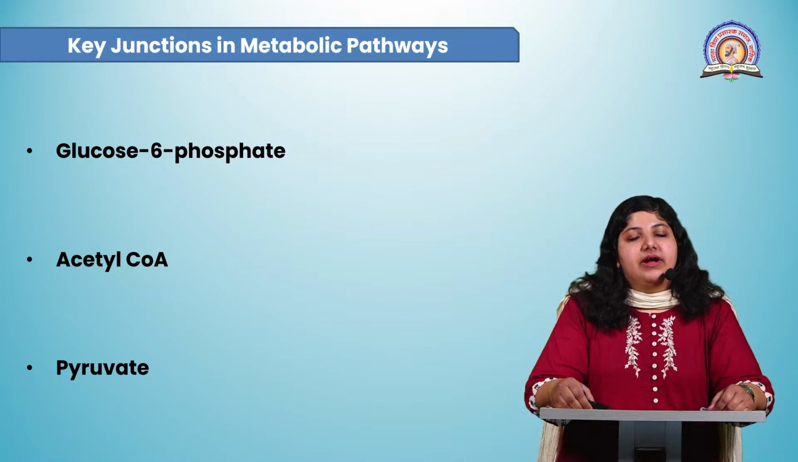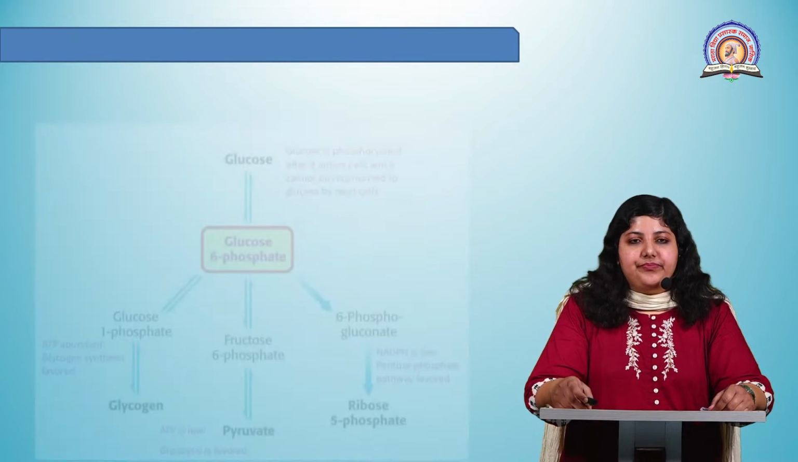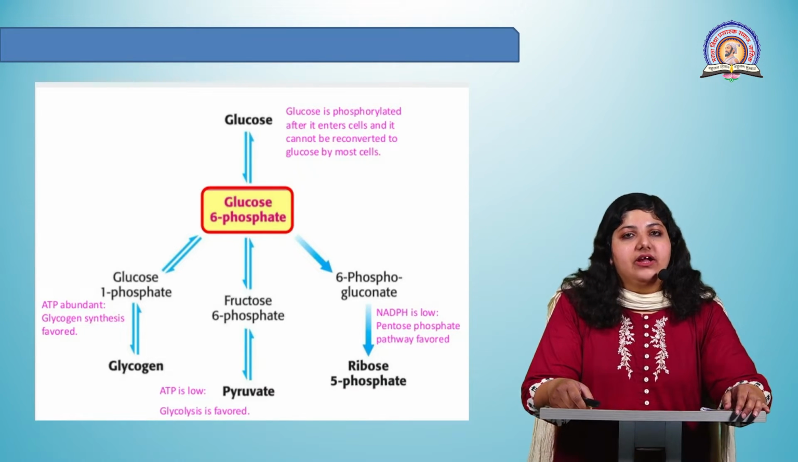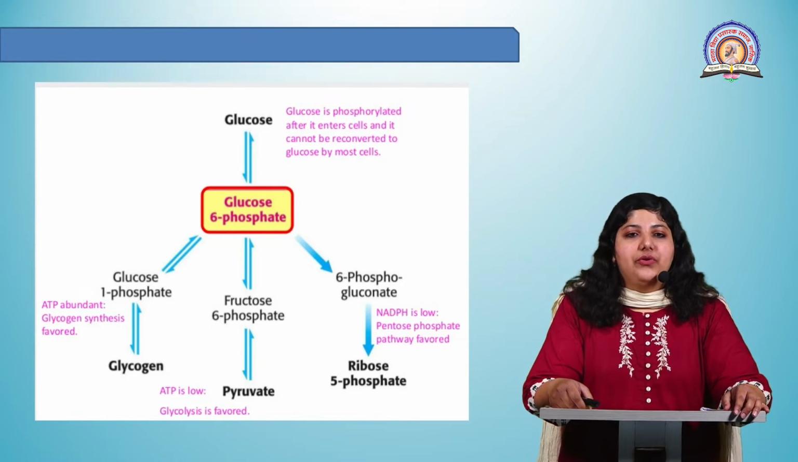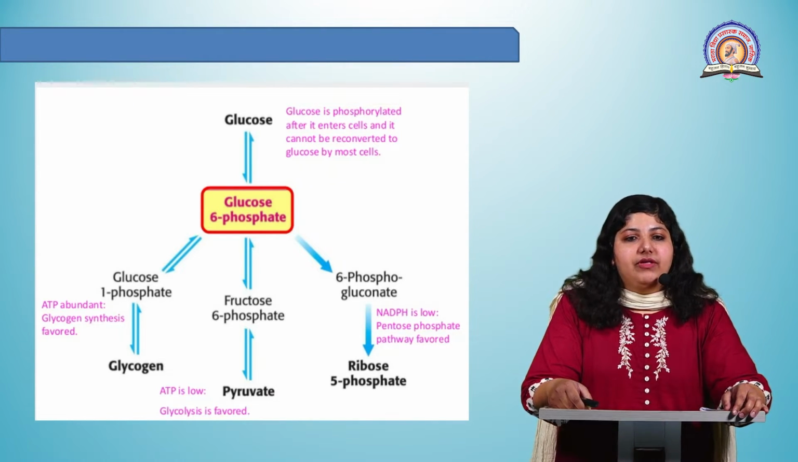Depending on the body's condition or the body's energy levels, these compounds can convert themselves into different pathways for the production or degradation of biochemical products. You can see here the first key junction of integration of metabolism, which is glucose 6 phosphate. We can see that glucose is phosphorylated and it enters the cell. It cannot be reconverted to glucose by most of the cells. It forms glucose 6 phosphate.